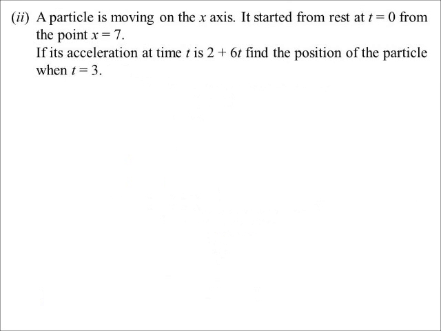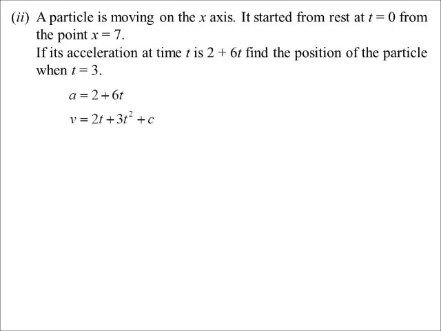All right, once again, a particle moving along our x-axis, starting at rest from t equals 0. But we're actually starting not at the origin, we're going to start at x equals 7. So its acceleration at time t is 2 plus 6t. We're going to find the position of the particle when t equals 3. So this time I've started with acceleration. I need to come up with a displacement formula, so we need to integrate.